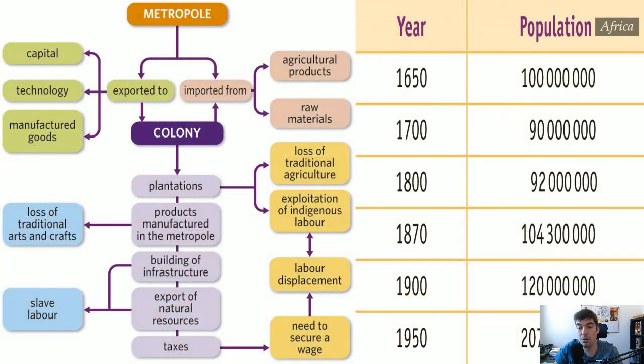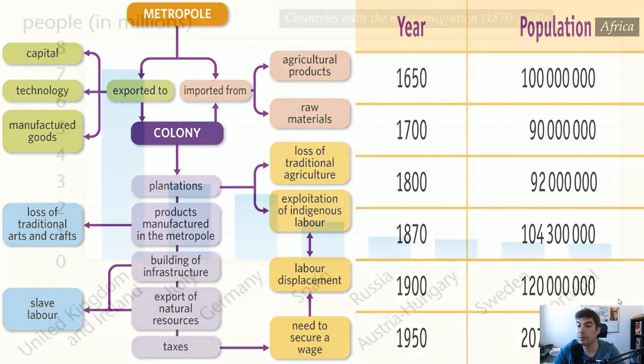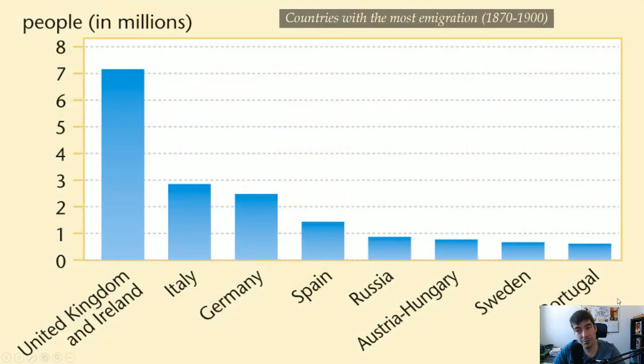And well, this is a chart in which you can see all this organization, and this is the increase in population in Africa. As you can see, at the beginning of this period of imperialism, and 80 years later, the population had doubled. These are the countries with the most emigration. Here you can see in the United Kingdom and Ireland, almost, or more than 7 million people emigrated. That is a lot of people.